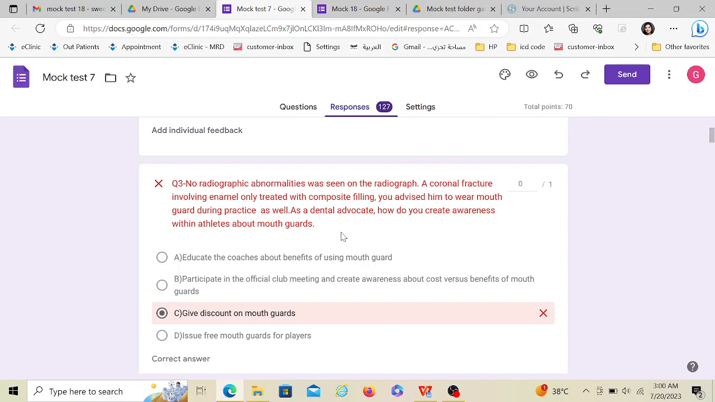Third option is give discount on mouth guards. No, this is not creating awareness. This is marketing. Issue free mouth guards for players. Now, this is also good, but you're not exactly creating an awareness.